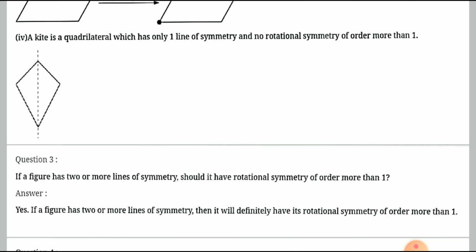Okay, now the next question: if a figure has two or more lines of symmetry, should it have a rotational symmetry of order more than one? Yes, if a figure has two or more lines of symmetry, then it will definitely have rotational symmetry.